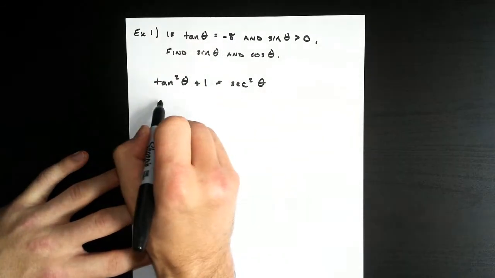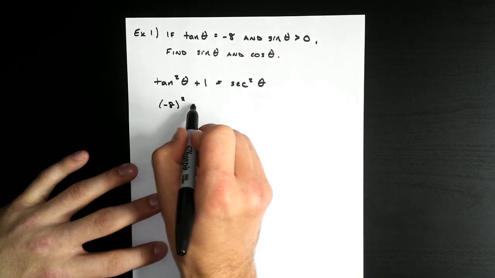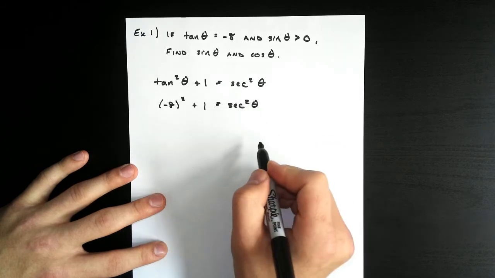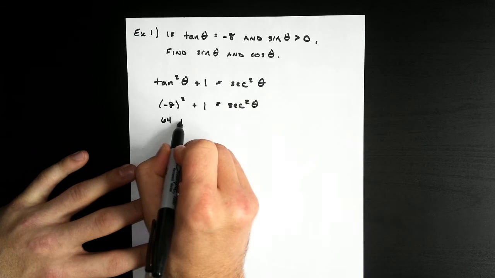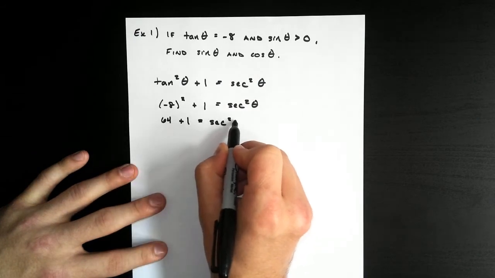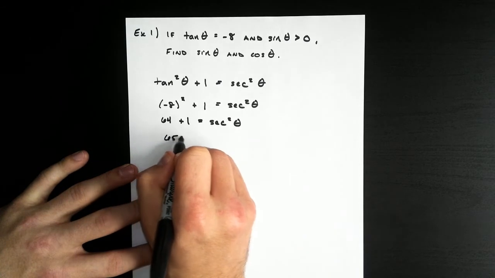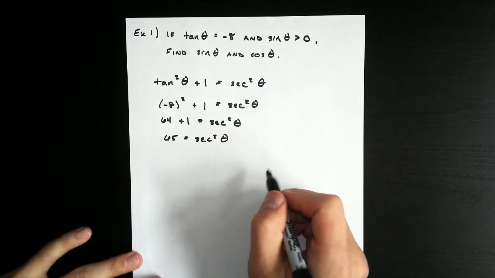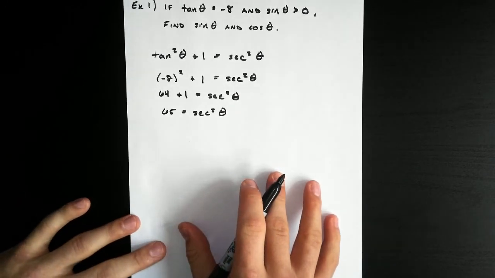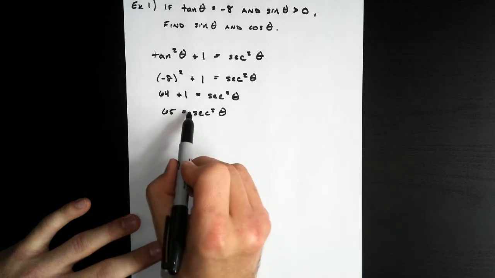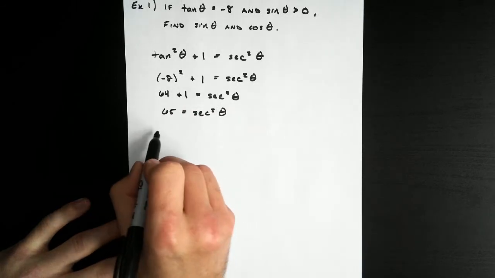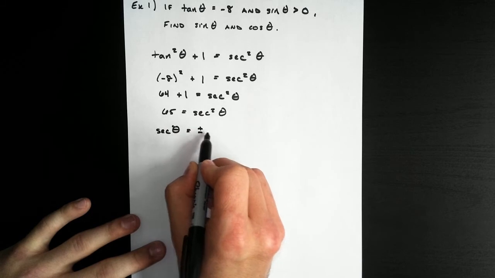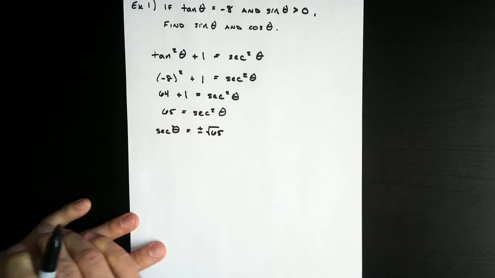So we know the tangent of theta is equal to -8. So -8 squared plus 1 is equal to the secant squared of theta. So we get 64. And then adding 1, we end up with the secant squared of theta is equal to 65. So right now I'm just trying to solve for the secant. So we can take the square root of both sides. And if we do that, we end up with the secant of theta is equal to plus or minus the square root of 65.